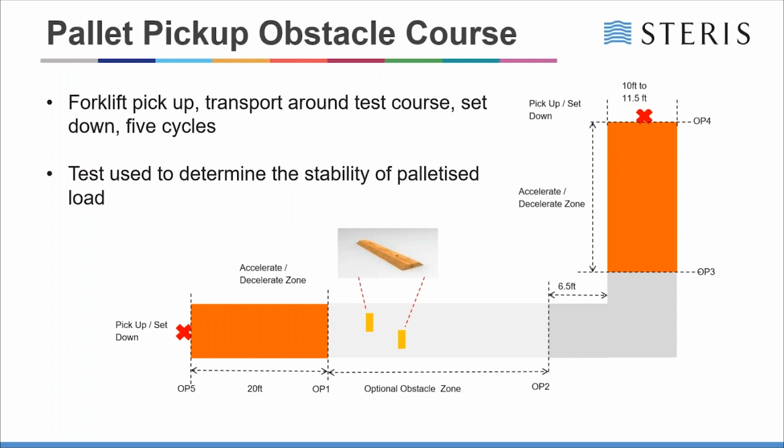We also have, say, the likes of moving the product around the place, which is the pallet pickup obstacle course. This actual standard is currently in review and will be changing. There will be additional obstacles added into it, and it'll probably take 6 or 8 months to get that through, but we're working on that at the moment, and the course may change as well. But all you're doing is testing the stability of the actual palletized product.